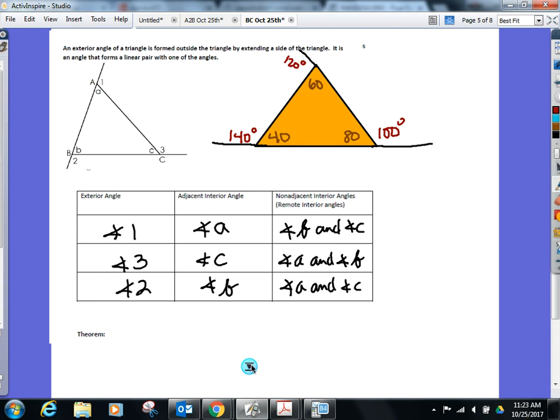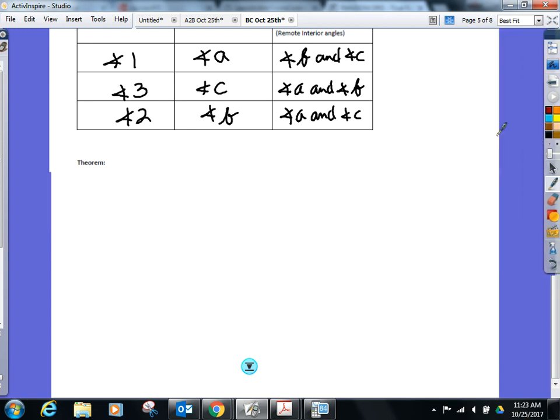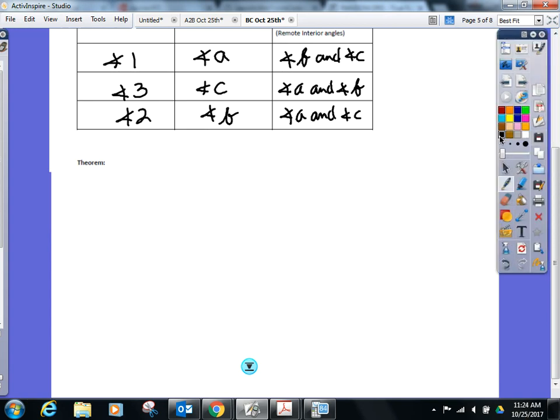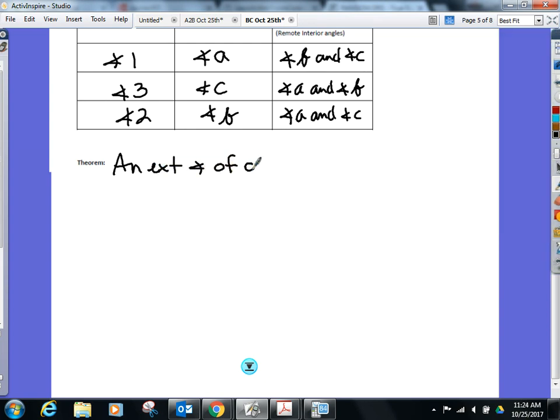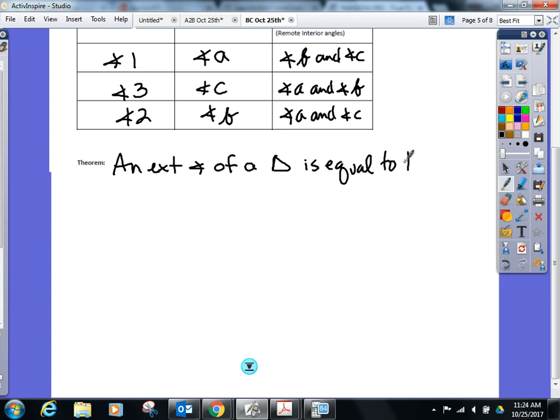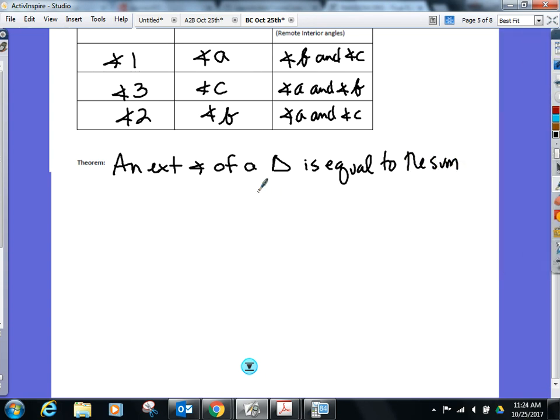All right, which says the following: an exterior angle of a triangle. It's got to be of a triangle because anything bigger has more sides than a triangle, it won't work. Any exterior angle of a triangle is equal to the, what do I call it when I add two numbers up? Equal to the sum of its, what do I call those angles again? Remote interior angles.